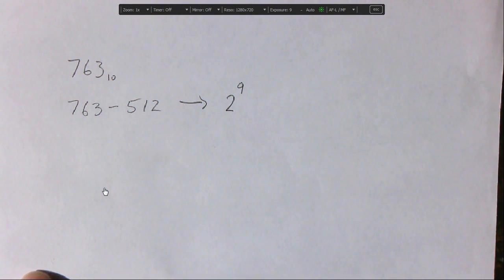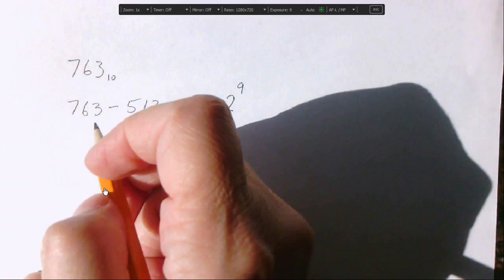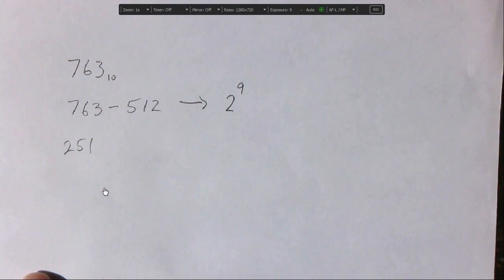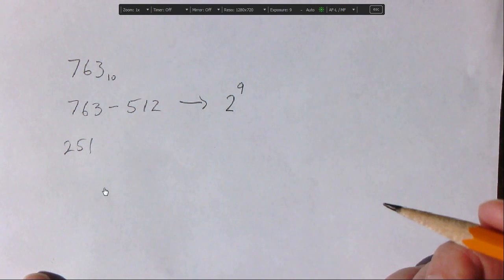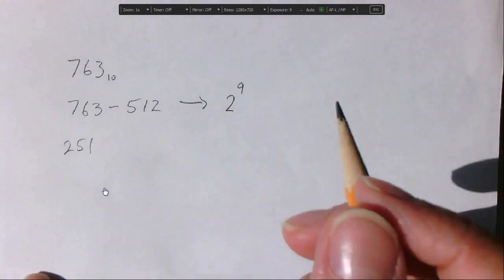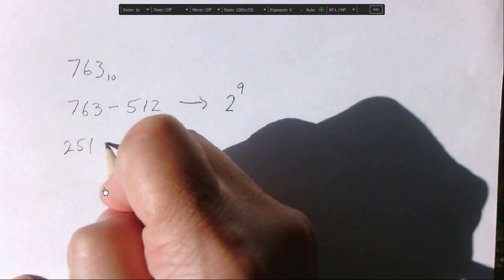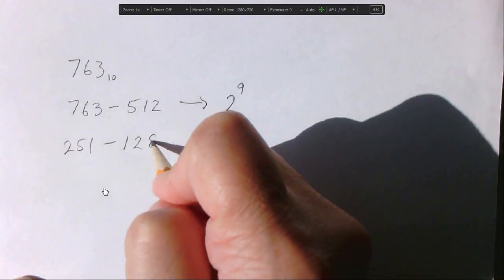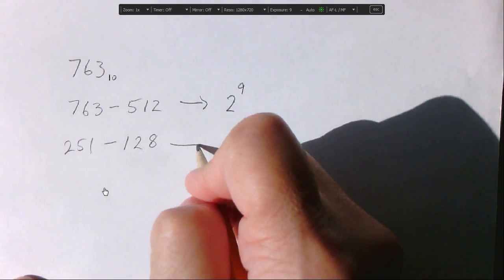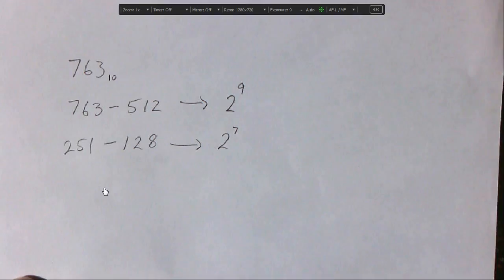So use your calculator if you need to. 763 minus 512 is 251. So I'm left with 251. I need the greatest power of 2 that is less than 251. It looks like it's going to be 128, because 256 is a power of 2, but it's too big. But the 128 gives me a 2 to the 7. So now I'll subtract 251 minus 128. It's 123.